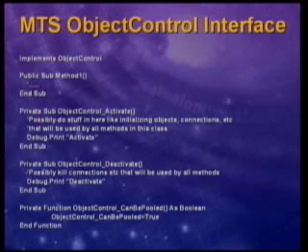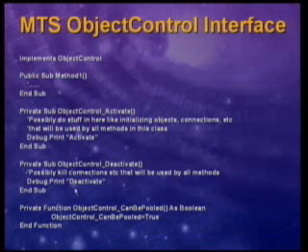How do you get this activate and deactivate event? Well, you implement the object control interface, which I showed earlier. So perhaps in the activate event, I'll get hold of the database connection object, and then in deactivate, release it. There's a third function in this interface, CanBePooled.